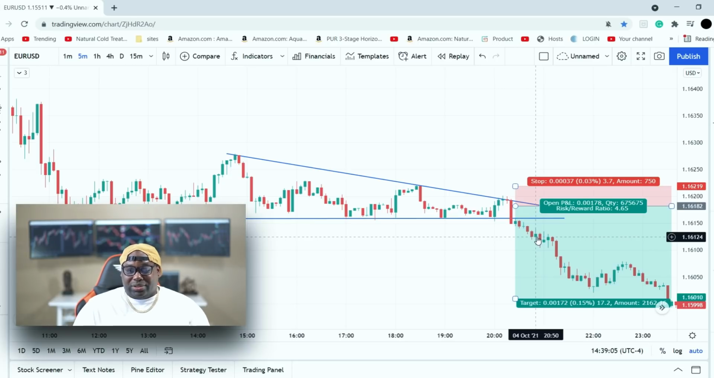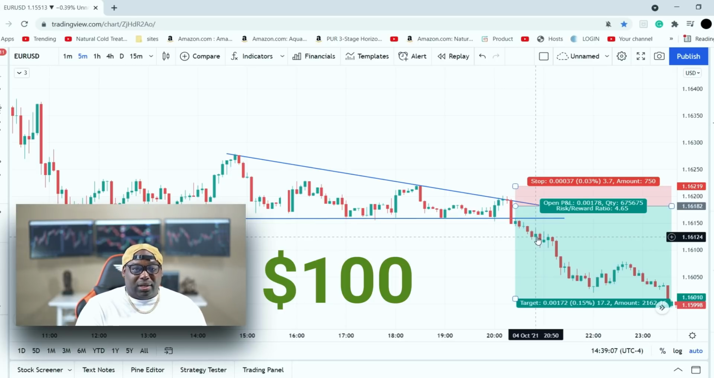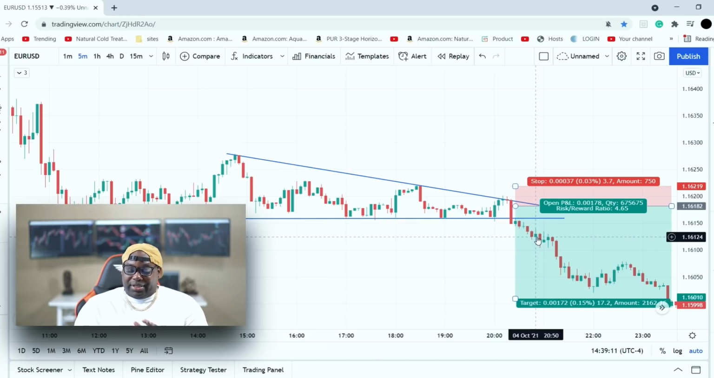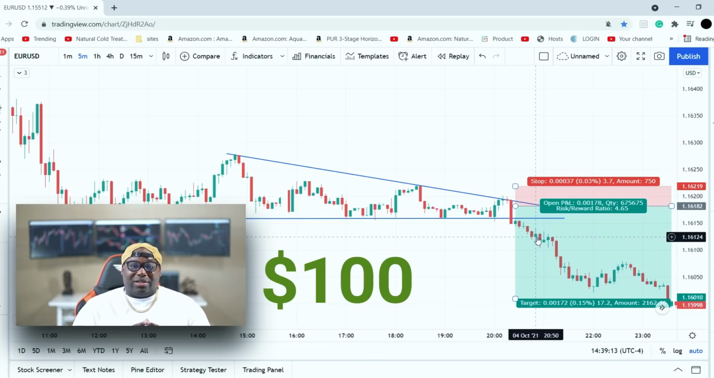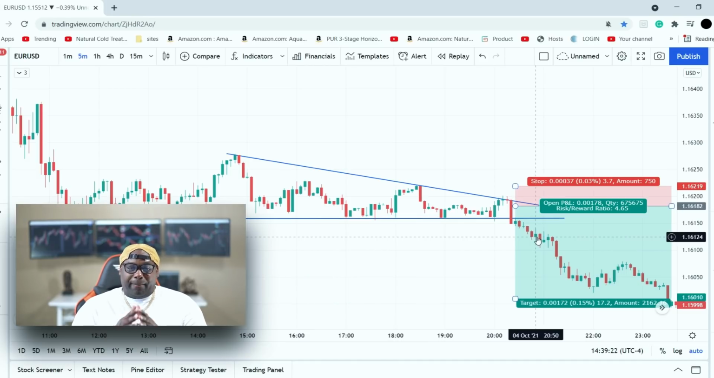Remember, the last one was a 1-to-1. So if you're risking $100, that's all you're going to get is $100, okay? Now, this one, if you're risking $100, you actually get $400. You see the difference? So as a trader, guys, you have to hunt for these types of opportunities, because some of you guys like to use wide stop losses, and there's nothing wrong with that, okay?